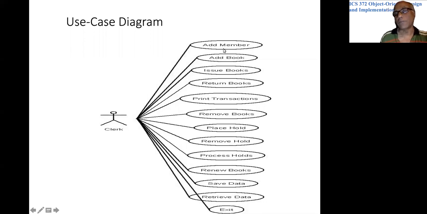So we have one use case for each business process. So you can read all these things. These correspond to the business processes that we had before. And there is one party, one agent who interacts with the system in each use case.